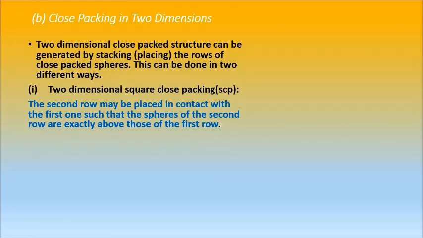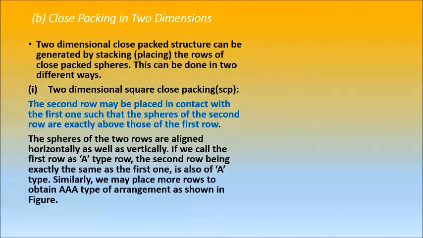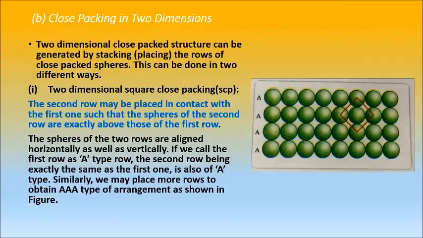That means we will be having a sheet of first layer. Over that we are just placing the second row so that the first sphere will be exactly above the other one. The spheres of the two rows are aligned horizontally as well as vertically. If we call the first row as A-type row, the second row being exactly the same, because it is same, we can name it as A-type only. Similarly, we may place more rows to obtain AAA type arrangement. This is shown here in the diagram.